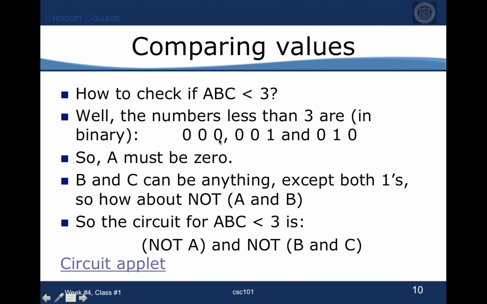So for B and C, they could both be 0, or one of them could be a 0 and the other one a 1. So in other words, the only thing I don't want to have, if you look at it that way, is a 1, 1. I don't want B and C both 1, because that would actually make the number 3, wouldn't it? Right? 0, 1, 1 is 3.